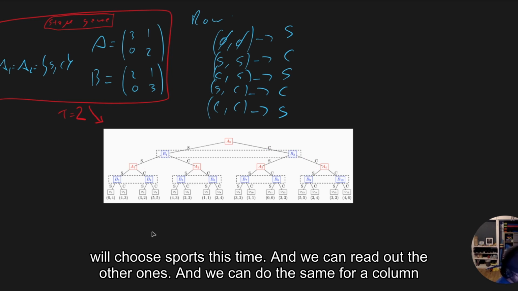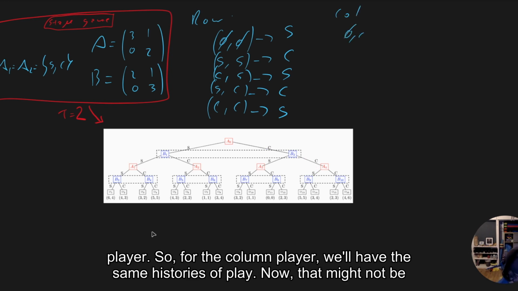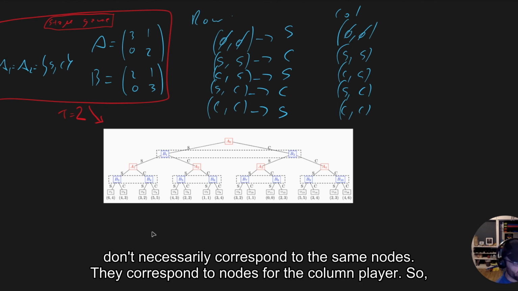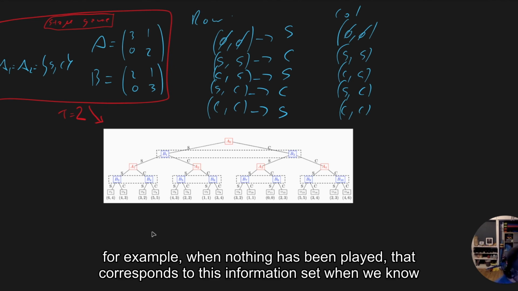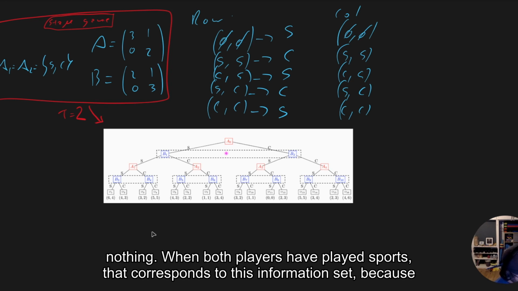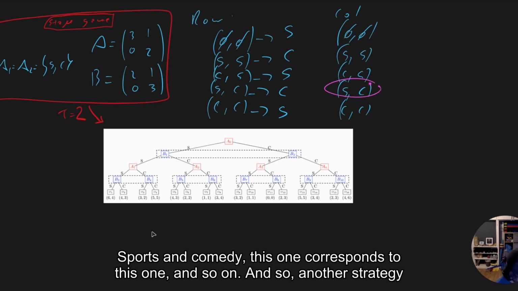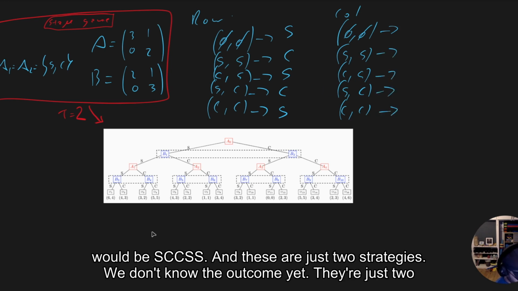And we can do the same for a column player. So for the column player, we'll have the same histories of play. Now, that might not be immediately evident why the histories of play will be the same, because these histories of play don't necessarily correspond to the same nodes. They correspond to nodes for the column player. So for example, when nothing has been played, that corresponds to this information set when we know nothing. When both players have played sports, that corresponds to this information set because they've both chosen sports. Bob at this stage does not know what Alice has picked, so we are here. Sports and comedy, this one corresponds to this one, and so on. And so another strategy would be S, C, C, S, S.